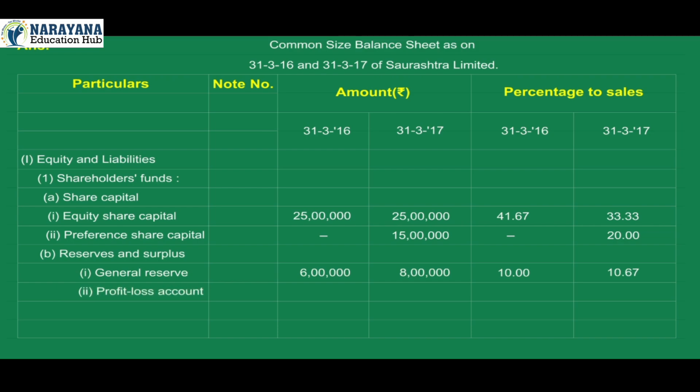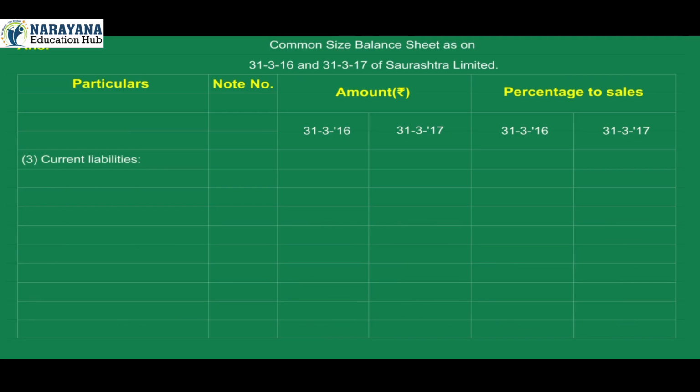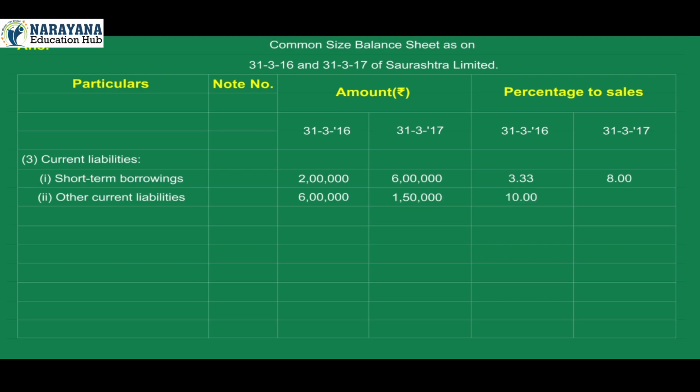2. Profit and loss account, 6 lakh, 4 lakh 50,000, 10%, 6%. 2. Non-current liabilities, 9% bank loan, 15 lakh, 15 lakh, 25%, 20%. 3. Current liabilities, 1. Short-term borrowings 2 lakh, 6 lakh, 3.33%, 8%. 2. Other current liabilities 6 lakh, 1 lakh 50,000, 10%, 2%. Total 60 lakh, 75 lakh, 100%, 100%.